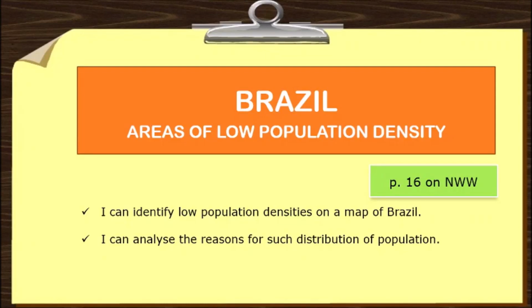Hello, everybody. We're going to talk about Brazil and its areas of low population density. The aim of this lesson is to identify low population densities on a map of Brazil and to analyze the reasons for such a distribution of people. So, let's start.